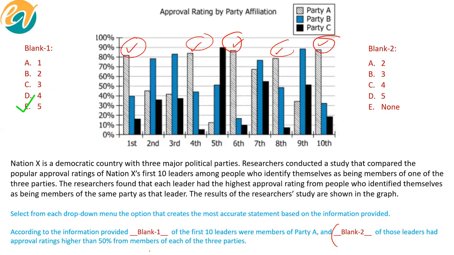But in this particular case, if you look at it, here also it is actually lesser than 50%. Similarly, much lesser than 50%, again lesser than 50%, and lesser than 50%. So none of these 5 leaders had approval ratings higher than 50% from members of each of the three parties. Any doubt, guys?